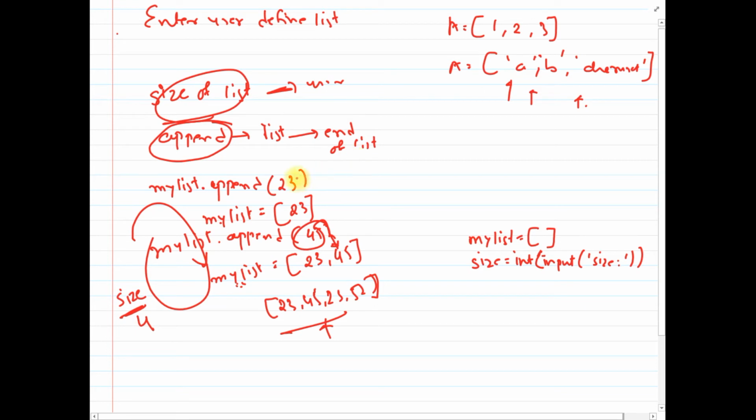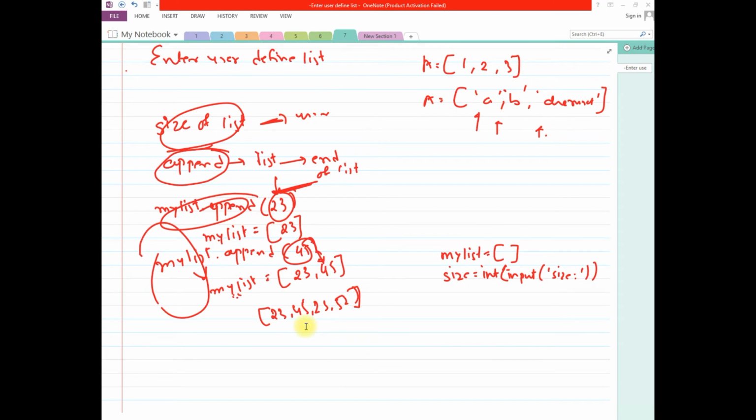And again this 23 is not given by me, it must be from a user. So I have to create a loop which will ask this number from the user and will append it using the append command. Okay, so how to do that? Now we have to enter a list manually. So what we can do is we can use the append command.